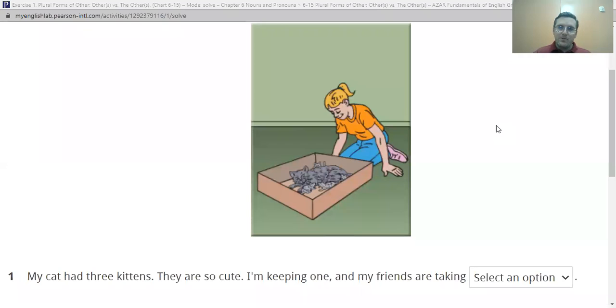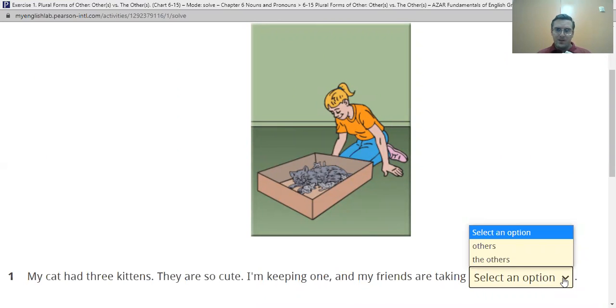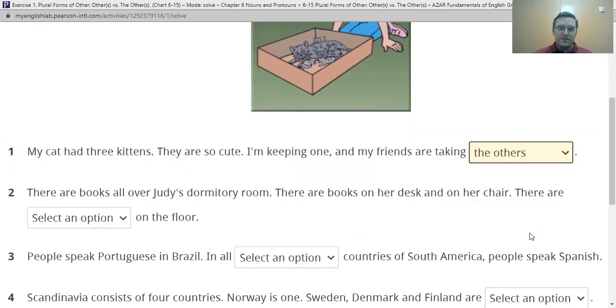Let's look at this example. This little girl with her box of kittens. Hey, number 1, my cat had 3 kittens. They are so cute. I'm keeping 1. My friends are taking, so what do we say here? We got 3. I'm taking 1. My friends are going to take 2. There are only 2 left. They're taking the last 2. They're taking the others, right? The last 2 that are left, the others.